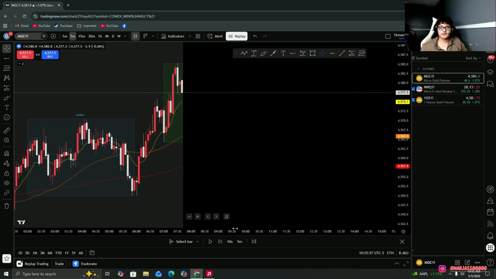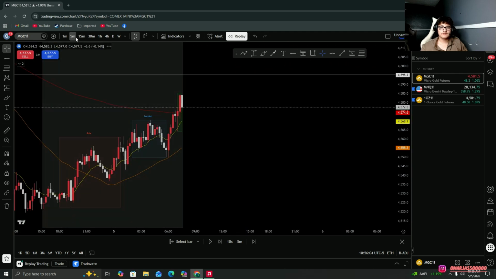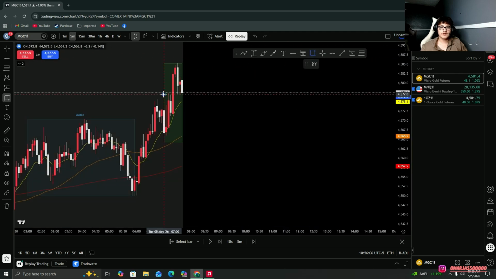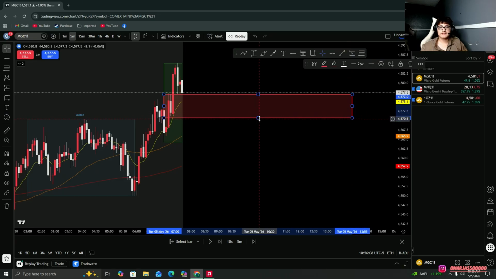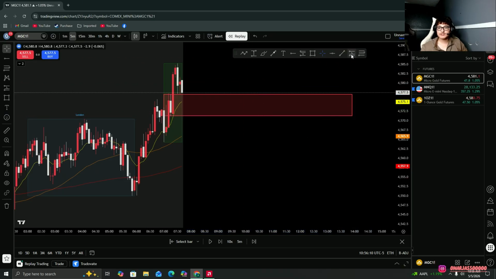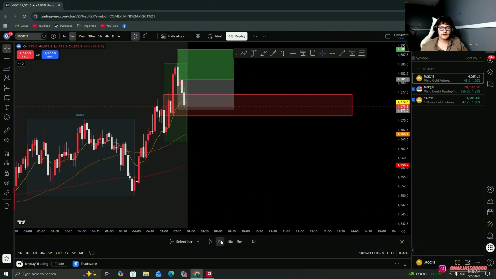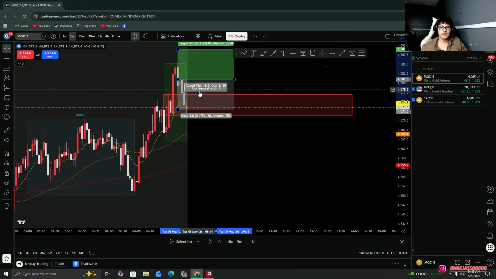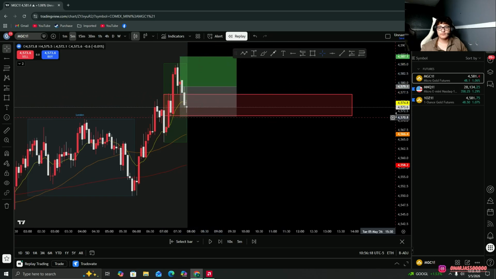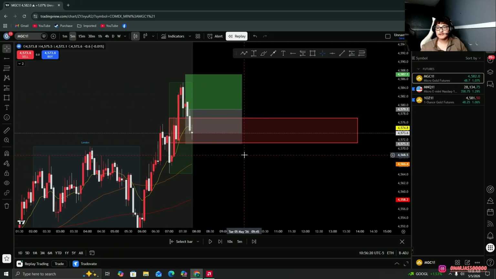Okay, so this is what the market looked like. I was going for this 5 minute zone right here, which did end up getting tapped into. I decided not to take this trade, because, you can see right now, we did close inside my zone, which is still valid either way.